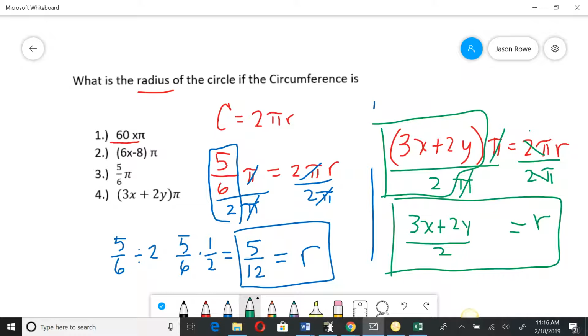So I hope this helps you with that group of problems. This is 6 through 10 currently. It might change when we change the lessons up, but the process will still remain the same. So I hope this helps you with finding the radius given the circumference.